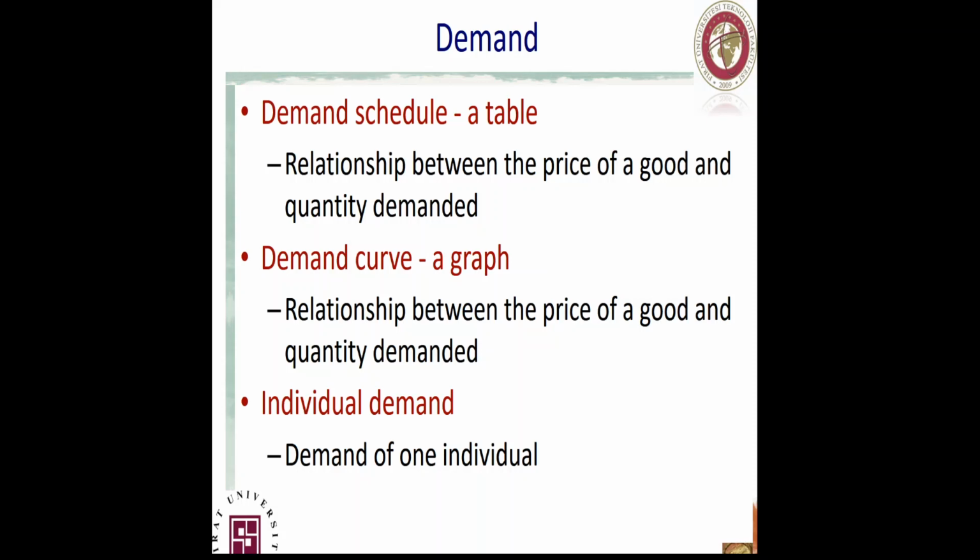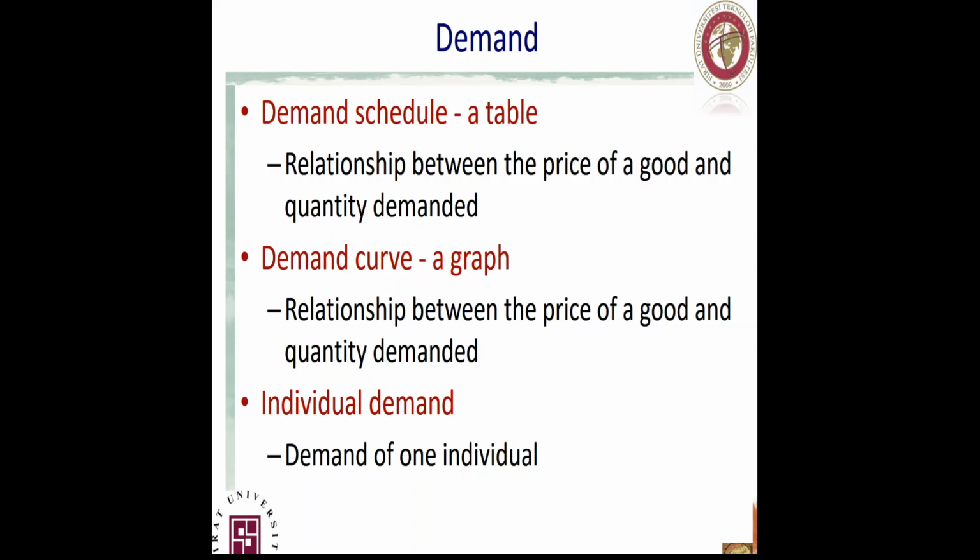How can we represent the demand? We have two main ways for representing the demand in a market. We have something we call the demand schedule. The schedule is exactly a table. This table represents the relationship between the price of a good or service and the quantity demanded of this good or service. So it's just a table, the price versus quantity. At a certain price we have a certain quantity demanded.